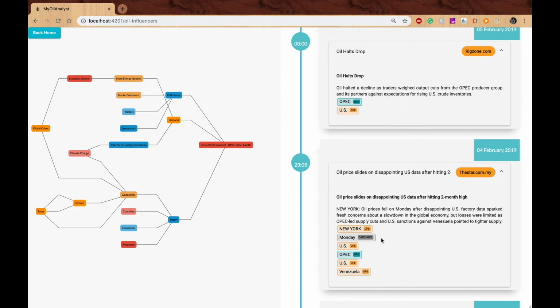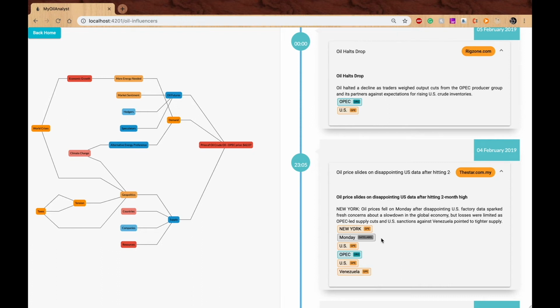So oil prices started to fall from Monday because a slowdown in the global economy was reported. However, the losses might be limited in the future because OPEC will cut down their supply and the United States will put sanctions against Venezuela. So this means tighter supply, and tighter supply may indicate higher prices in the future.